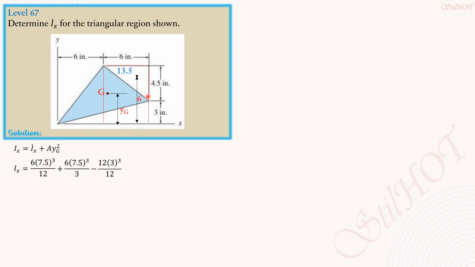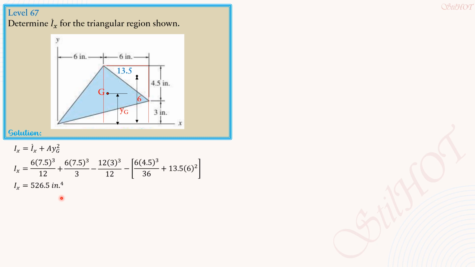Then for this triangle here, we need to transfer because this is the centroidal axis and it is at distance 6 from the x-axis. So minus quantity base is 6, height 4.5, quantity cube over 36 plus area 13.5, distance 6 squared. So computing, Ix is equal to 526.5 inches to the fourth.